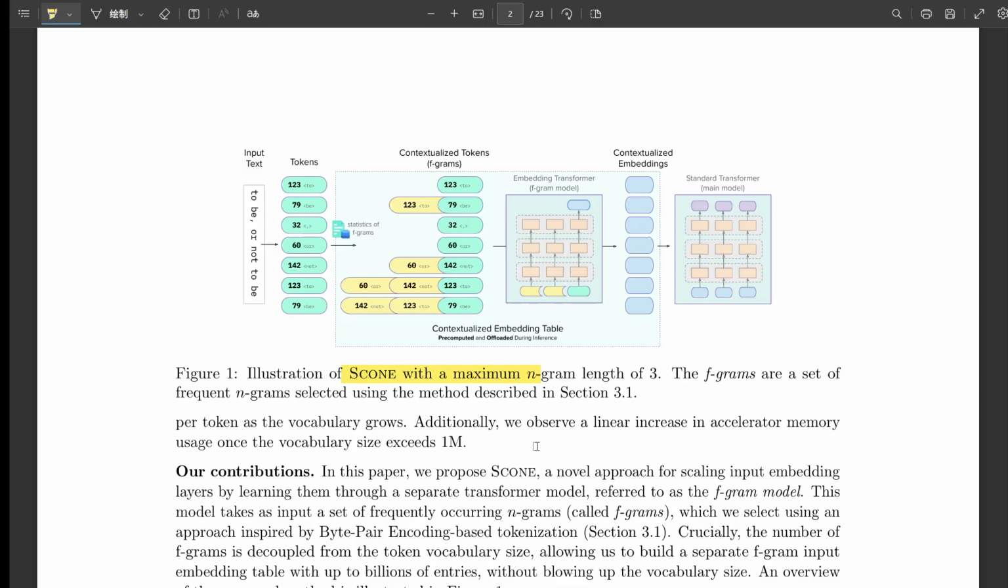It's decoupled from the main token vocabulary. Decoupled. Yes. And crucially, it's decoupled from the size of that output prediction layer we talked about. This means you could potentially have billions of these f-grams without making that prediction step explode. Okay, that solves the prediction cost problem.